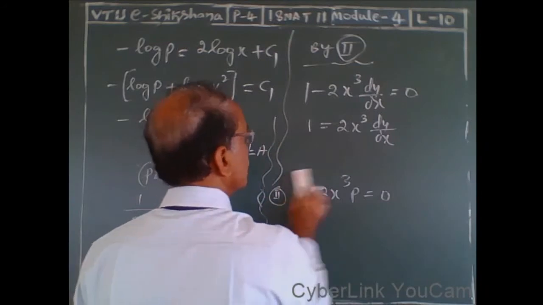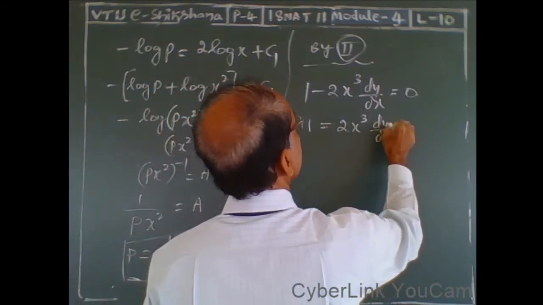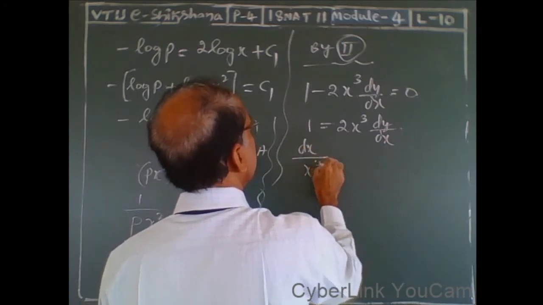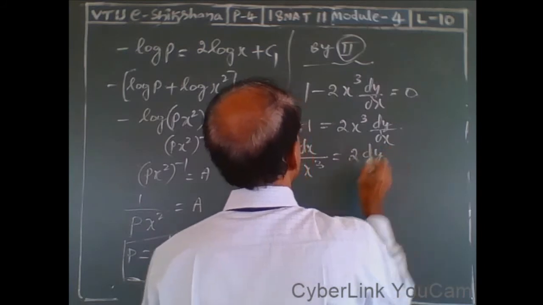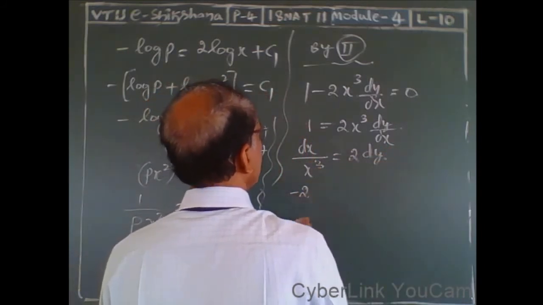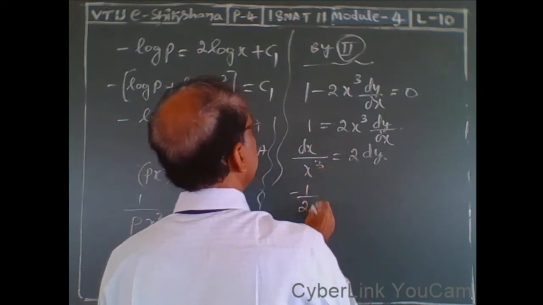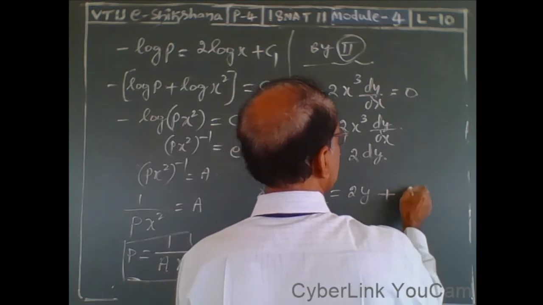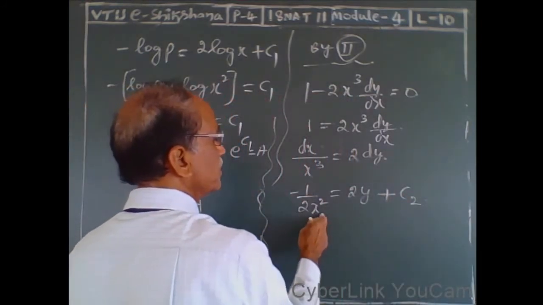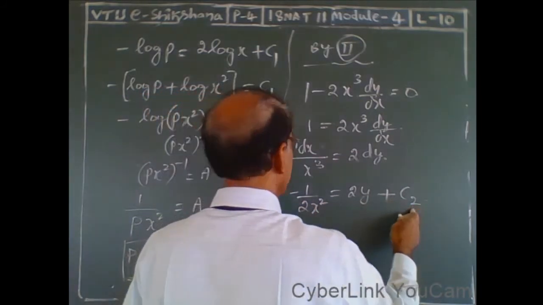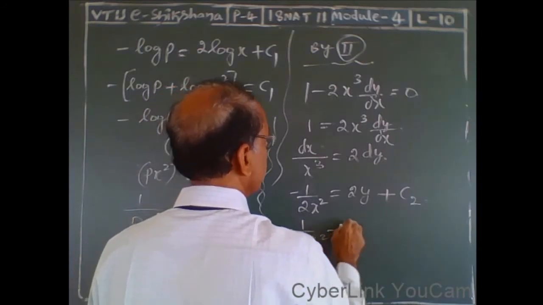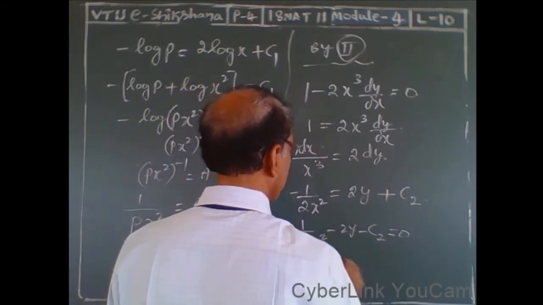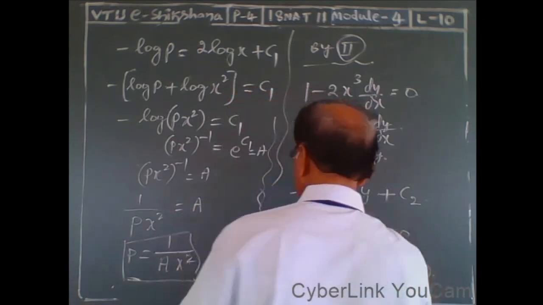Then what is the solution? You have to separate the variables. This is dy by dx, and 2x cube is there and x is there. So dx divided by x cube is equal to 2 dy. Therefore, this must be minus 1 by 2, and x to the power minus 3 plus 1, so that is 2 times x square, is equal to 2y plus a constant. This is minus 1 by 2 x square equal to 2y plus c2, or 1 divided by 2 x square plus 2y plus c2 equal to 0.